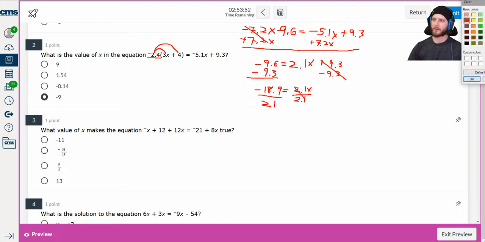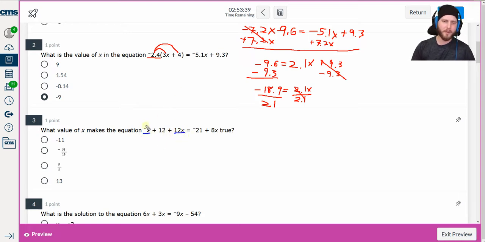I'll switch colors because I'm not going to erase that one yet. For this one, it asks which value of x makes this equation true. We're going to start by simplifying because we have to combine some stuff on the left-hand side. We have a negative x and a positive 12x. Well, that's going to become a positive 11x. So we have 12 plus 11x equals negative 21 plus 8x.